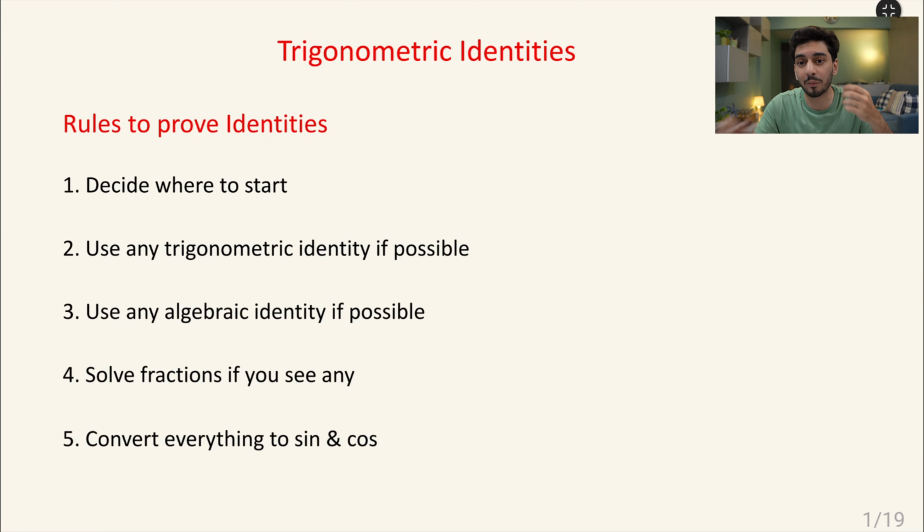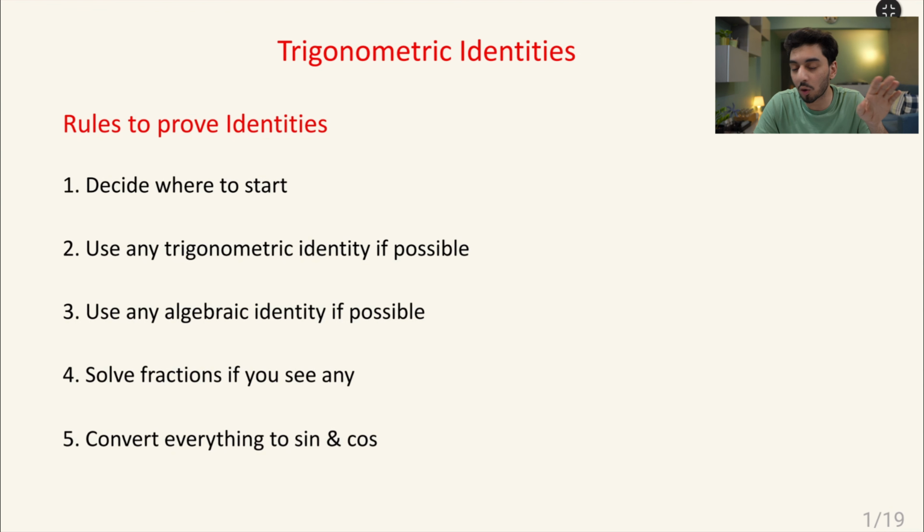Or you start with something which is complex. Because we simplify stuff in mathematics, if we have a big complex thing, you just simplify it and make it smaller. So that's the idea. You either start with LHS or RHS, but start with the bigger and the more complex thing. That's the simple rule. The next one is use any trigonometric identity if possible.